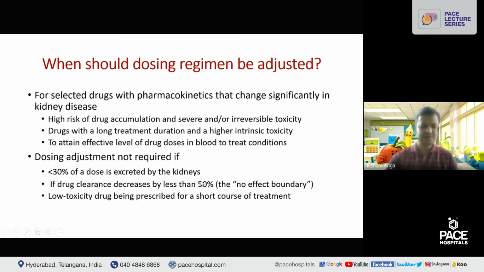And for some drugs with low toxicity, we can give the full dose if the duration of the treatment is very short, like for small antibiotic courses like 5 days, 6 days. So there we need not adjust the dose much.